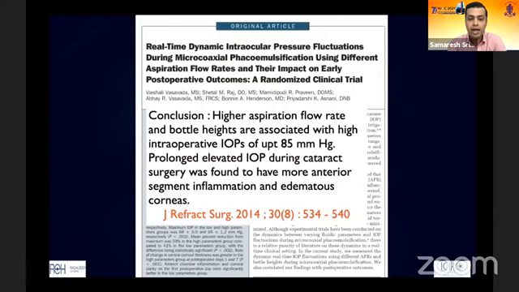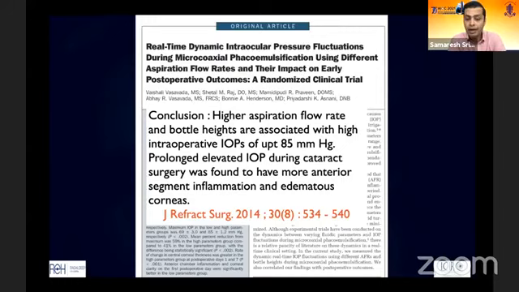Then we went ahead, we also found out that, if we are using the high parameter group, with higher flow rate and high bottle height, we increase the IOP of the patient inside the eye during the surgery to as high as about 85-90 millimeters of mercury. Now, if you increase the bottle height, the gravity is going to cause that much fluid to go inside. So again, it's very easy to understand why the IOP would go up.